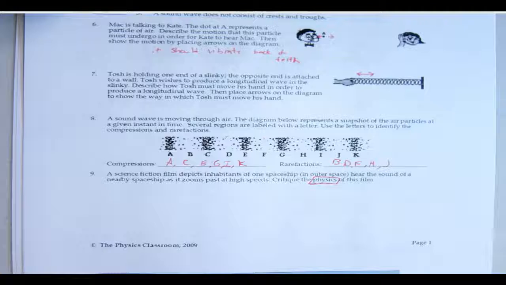So would they hear anything? No, they wouldn't. They wouldn't hear anything. There would be no sound. So in that case, it would be impossible because there's no air, which means there's no sound, however you want to write that.